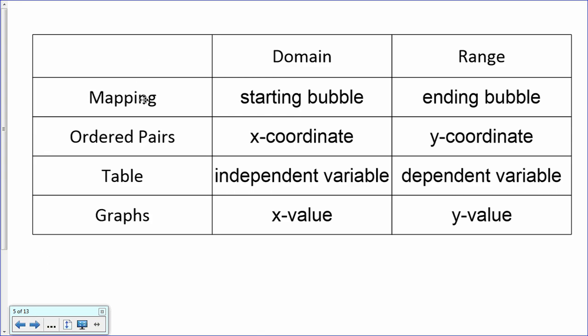Now, here are the 4 ways you can give a function, and here is what the domain and range look like for that function. So in mapping, the domain is the starting bubble, where the arrows start out of, and the range are what the arrows are pointing to, the ending bubble. Ordered pairs, the domain are the x-coordinates, and range is the y-coordinates. The table, it's the independent variable, that's your x values, and the range would be your dependent variable, so your y values. Graphs are just going to be the x values and the y values. Or sorry, domain is your x values, range is your y values though.